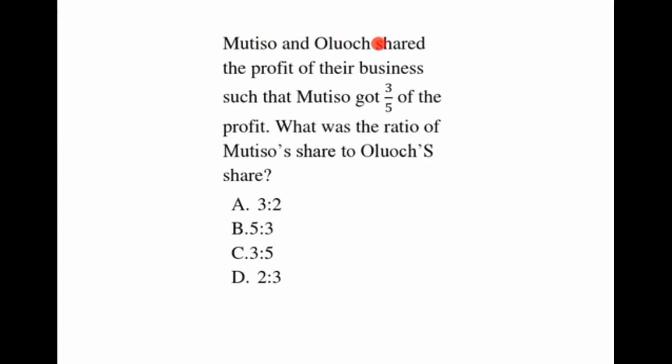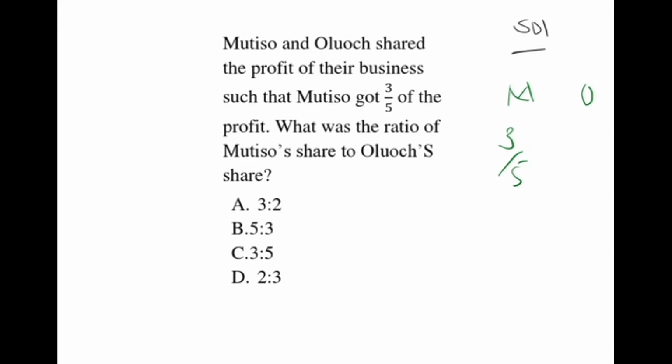Mutiso and Oluoch shared the profit of their business such that Mutiso got 3/5 of the profit. What was the ratio of Mutiso's share to Oluoch's share? Solution. Let us use M to represent Mutiso and O to represent Oluoch. Therefore, Mutiso got 3/5 of the profit. Then we are asked what was the ratio of Mutiso's share to Oluoch's share.